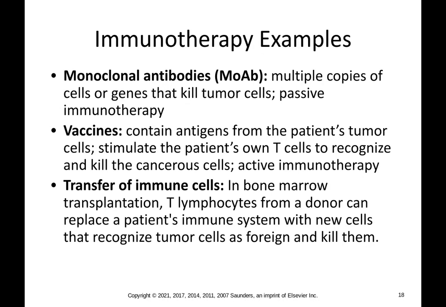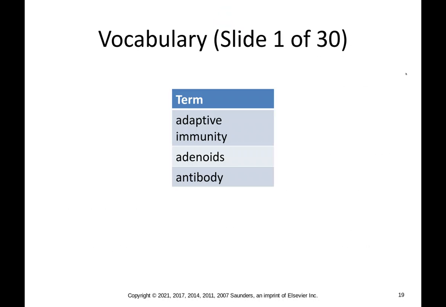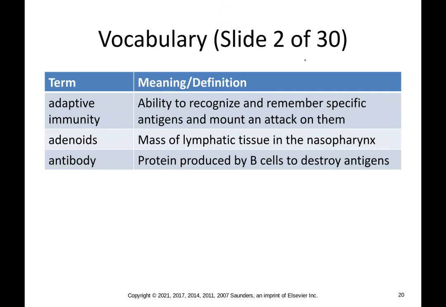And then you can transfer immune cells in bone marrow transplants. The T lymphocytes from a donor can replace a patient's immune system with new cells that recognize the tumor cells as foreign and then kill them. So we'll review the vocabulary. Adaptive immunity is the ability to recognize and remember specific antigens and then mount an attack on them.